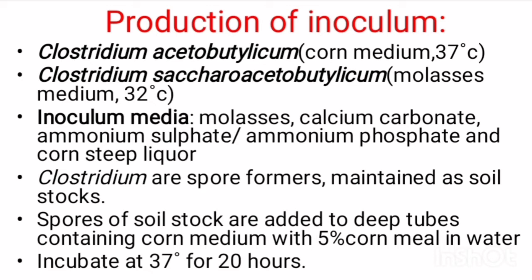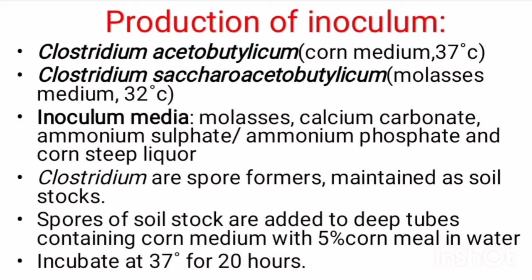Clostridia are spore formers and are easily maintained as soil stocks. They are not very sensitive to oxygen, and prolonged storage of these leads to a decrease in acetone butanol production.